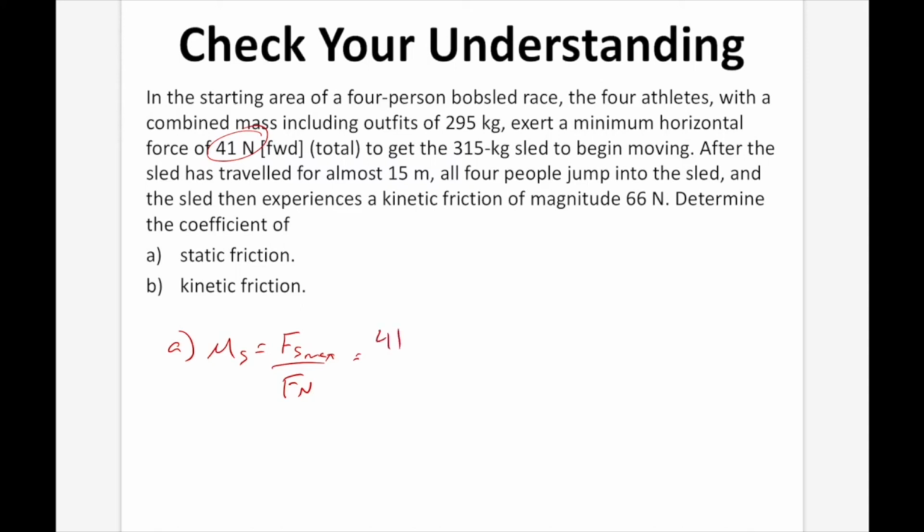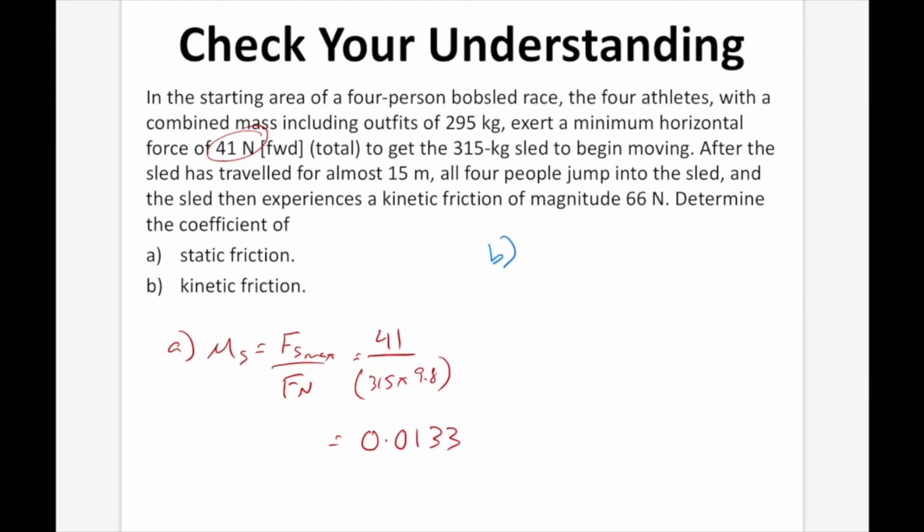So we're going to say 41 divided by Fn. Now for Fn, we need to have the mass, and it's going to be the bobsled times the acceleration due to gravity. The bobsled is the thing we're trying to get moving. So we're told the mass is 315, and the acceleration due to gravity is 9.8. So we're going to have 41 divided by 315 times 9.8. And that gives us an answer of 0.0133 for our mu value.